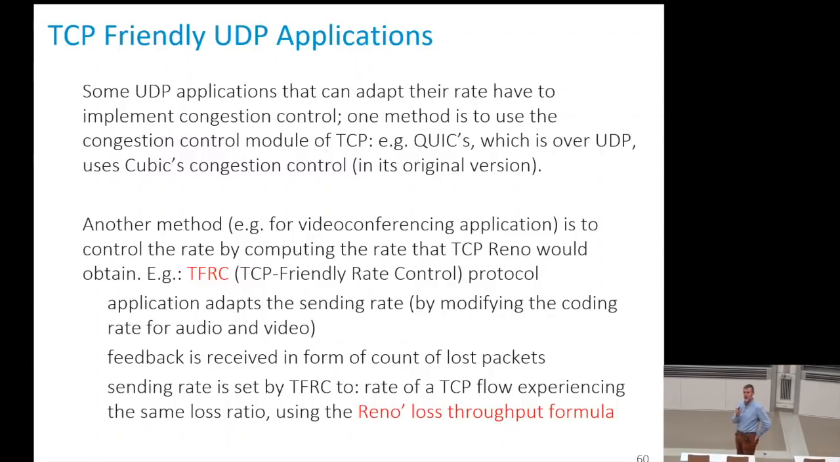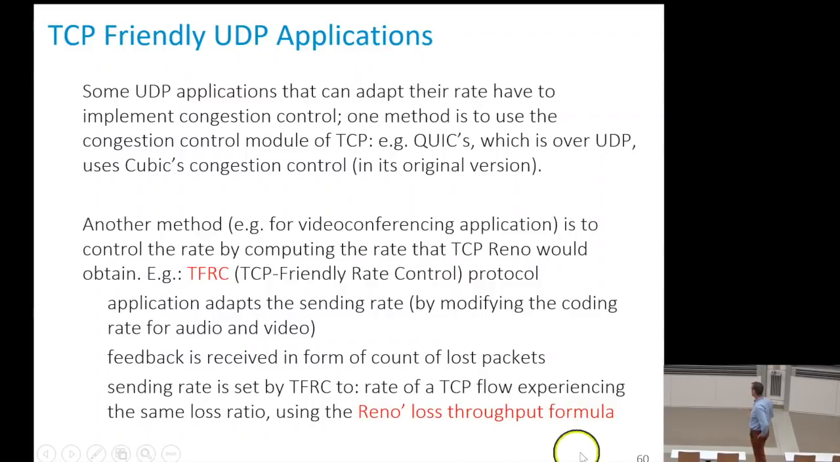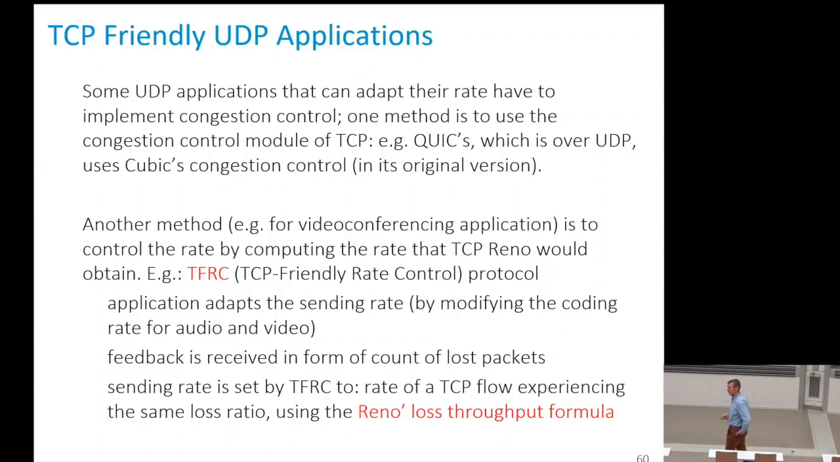So it will not use the rate that is dictated by its Ethernet adapter or its codec or whatever. It will force the codec to use the rate that is given by the loss throughput formula. And if the loss throughput formula is correct, then it will behave very similarly to a TCP application. This is what we call a TCP-friendly application.